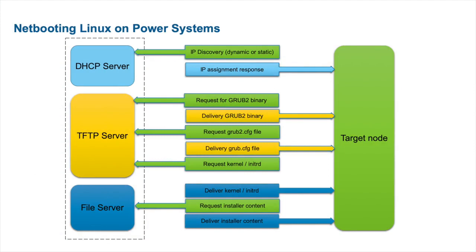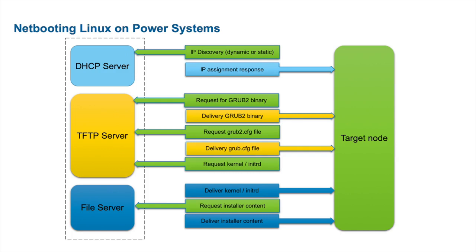In this diagram, we see that DHCP is used to allocate the IP address of the target node which should boot for the first time. In the DHCP server, we'll also configure the location of the TFTP server. Once the IP address is allocated, the node can now request the grub2 binary, configuration, kernel, and init.rd, or the initial RAM disk, from the TFTP server. Grub is the bootloader, or the first software which is responsible for loading the kernel.